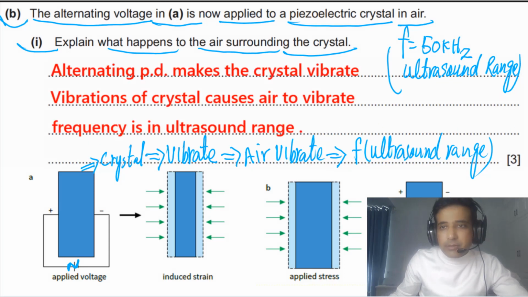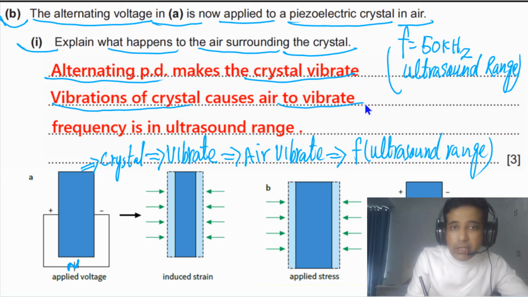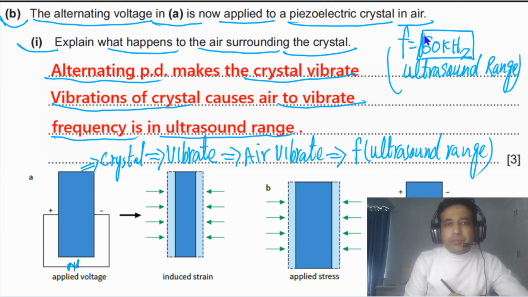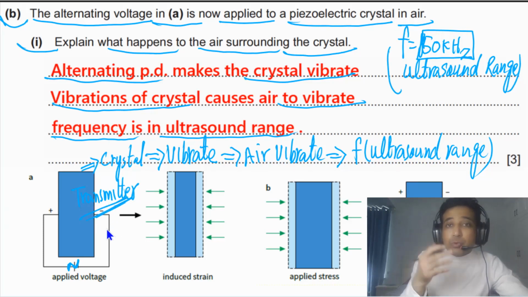You can say alternating PD makes the crystal vibrate, and the vibrations of the crystal cause the air to vibrate, and the air is vibrating with this frequency, that is the frequency of the alternating voltage. So these 3 points you have to mention. In this case, actually, we are producing ultrasound waves. So this one is acting like a transmitter. Very important thing you need to understand: in this case, the crystal is acting like a transmitter, meaning producing ultrasound waves. But this crystal can also act like a detector. That one we will see in the next part.